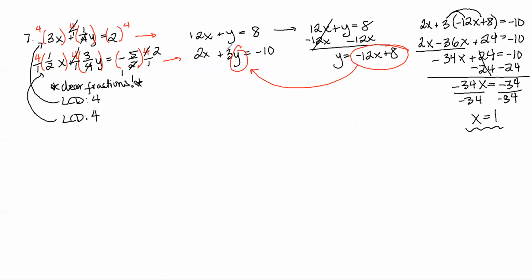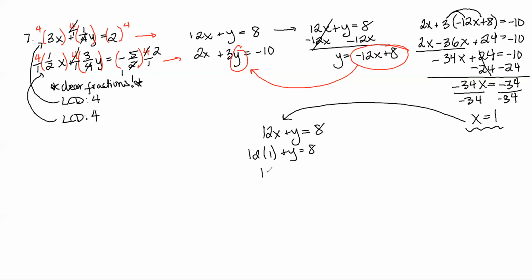Since we're looking for y, I'm going to plug it into this first one because y is by itself. So I'll plug it into 12x plus y equals 8. So we get 12 times 1 plus y equals 8. 12 times 1 is 12. Subtract the 12. And we get y equals -4. So we have the point 1, -4.